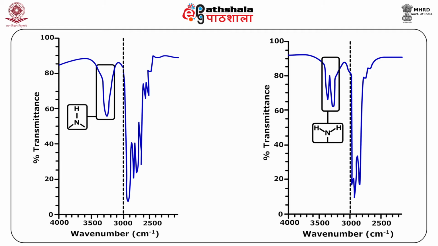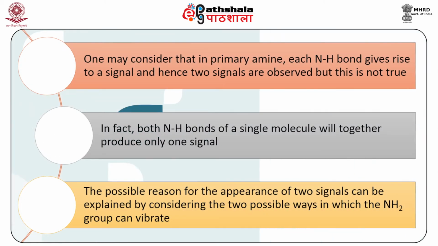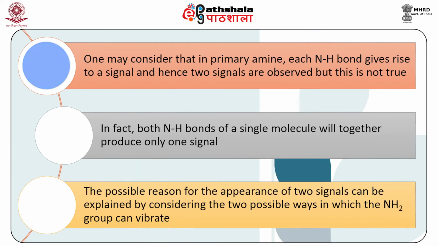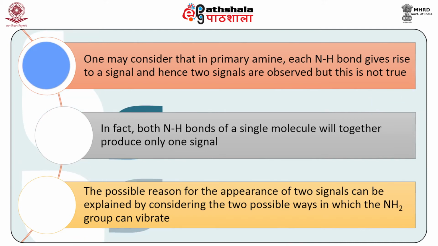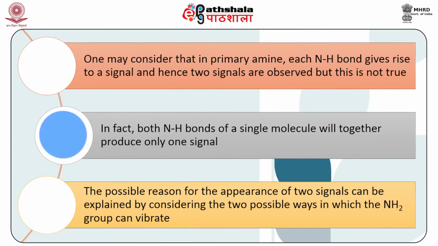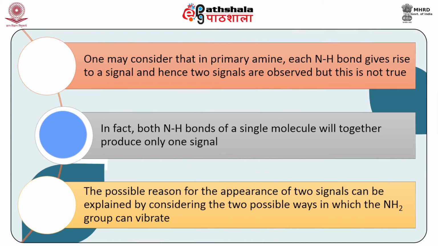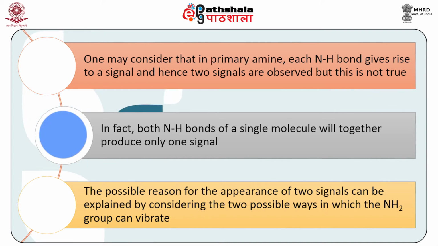any NH stretch. Now, here we are showing you the difference in the shape of the signals obtained from a primary and a secondary amine in their IR spectra, and you can see how 2 signals are obtained for primary amine and only 1 signal is obtained for the secondary amine. Now, here we would like to make a note, students: one may consider that in primary amine each NH bond gives rise to a particular signal and hence 2 signals are observed. But this is not true. In fact, both NH bonds of a single molecule will together produce 1 signal.